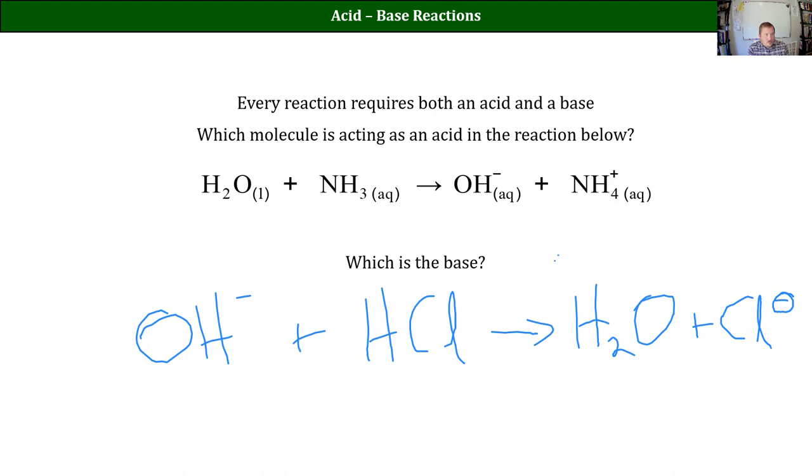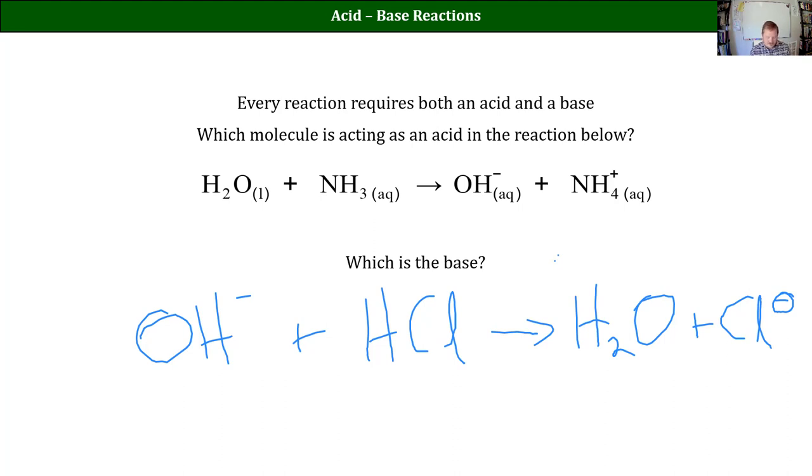Hopefully it's getting to be easier to see why I refer to these as Lego reactions, because all we're doing is grabbing a Lego piece off of one model and sticking it onto the other. We're not changing what any of the pieces are. We're just rearranging them, right? That's why this is different than a redox reaction.